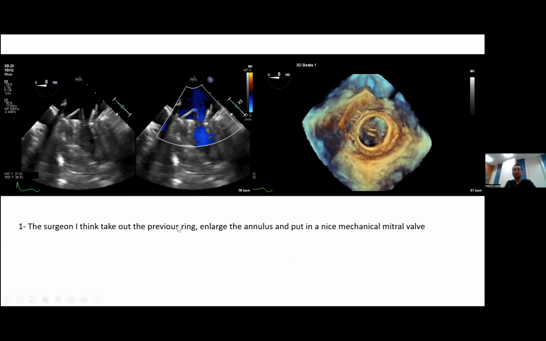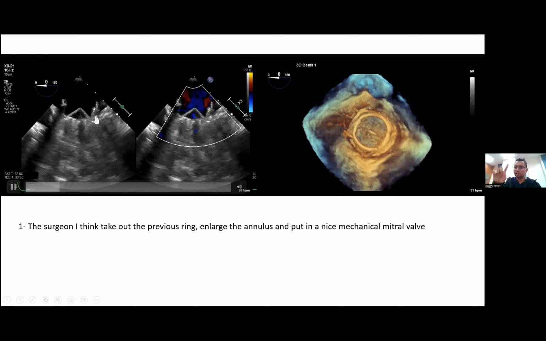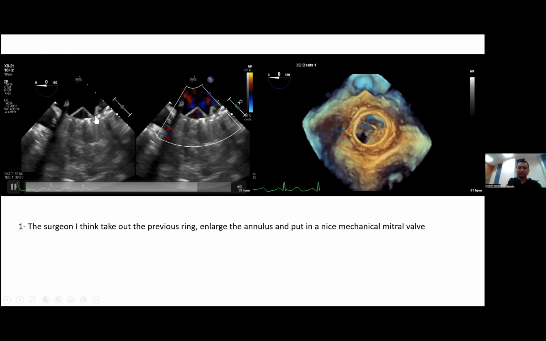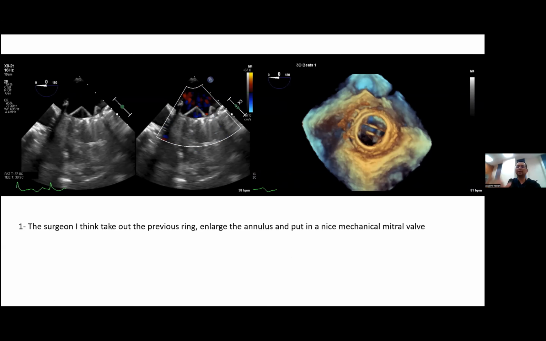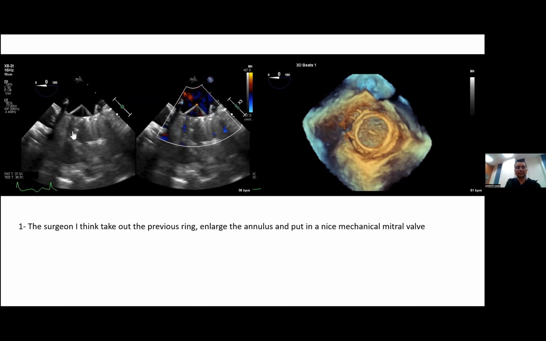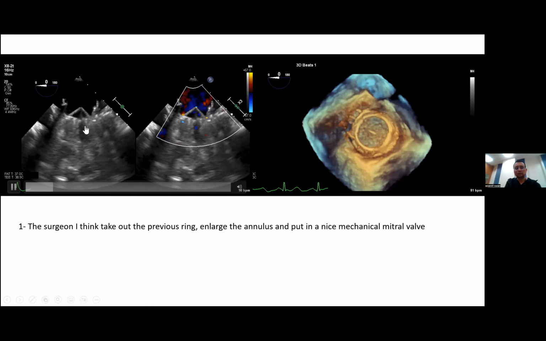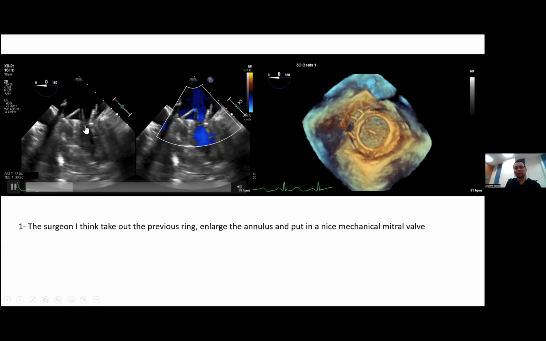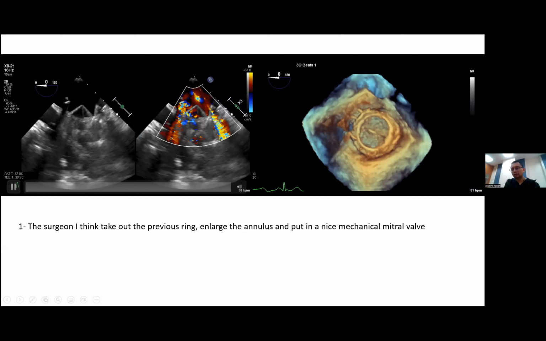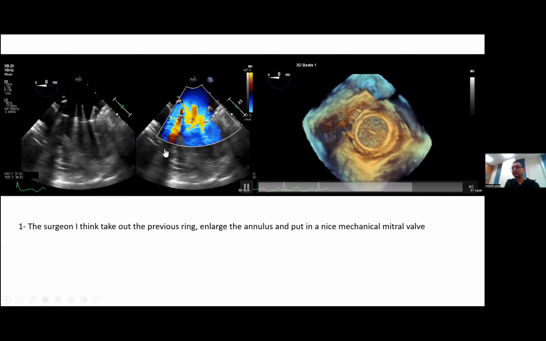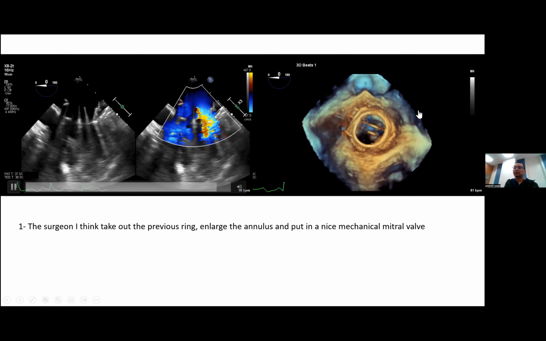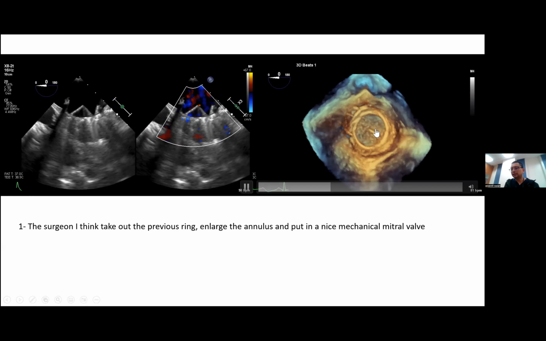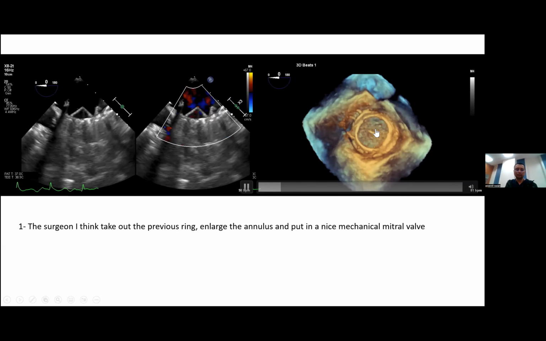So what the surgeon did is, he took out the previous ring, he enlarged the mitral valve annulus, and now put in a mechanical bileaflet mitral valve. So you can see that bileaflet mechanical valve. So open, close, open, close, open, close. So it opens and closes very well. So for those of you who never saw a bileaflet mechanical valve in TEE, that's how it looks. So this is a 3D view showing that the mechanical mitral valve is opening and closing very well.